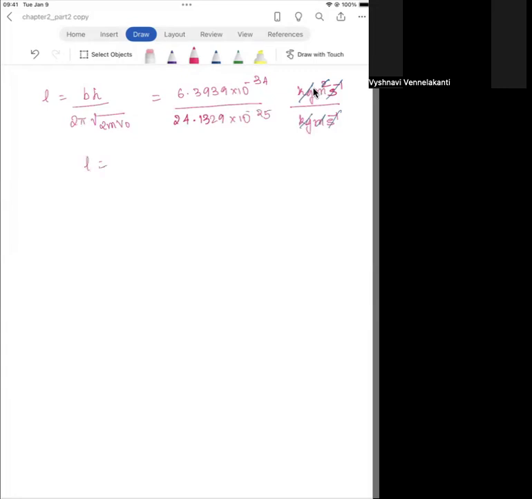This is what we get. Now, if we further simplify, we get 10 to the power minus 9 meter. So the width of the box is 0.265 nanometers.